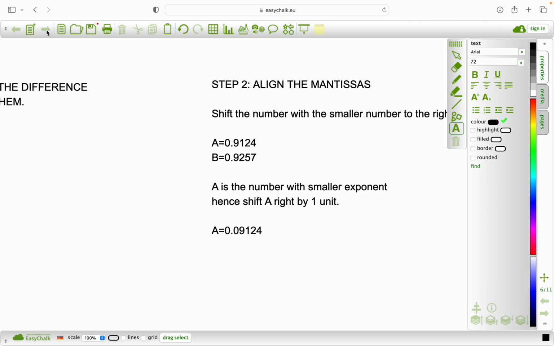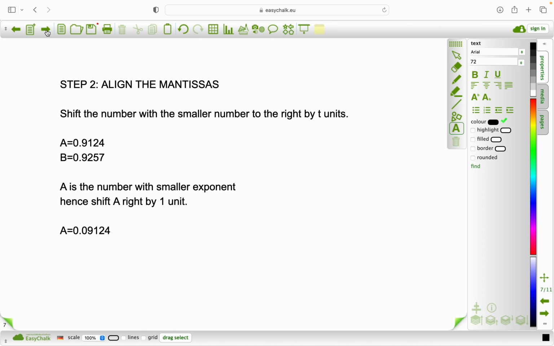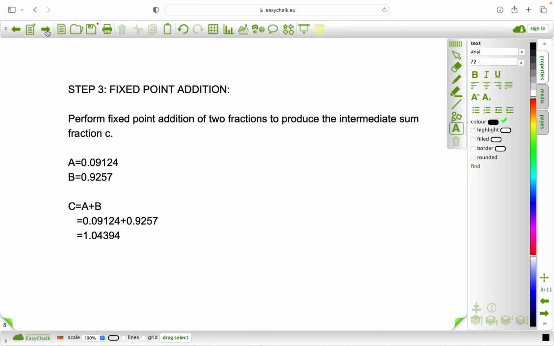So we're going to shift the a number by 1 unit. After shifting we get the a value as 0.09124. And for the third step, we're going to perform the fixed point addition of the two fractions to produce an intermediate sum. Now this is not the final sum because it's not normalized yet. It is just the intermediate sum, and the intermediate sum is the sum of the two decimal parts. Now what is it? 0.09124 plus 0.9257.